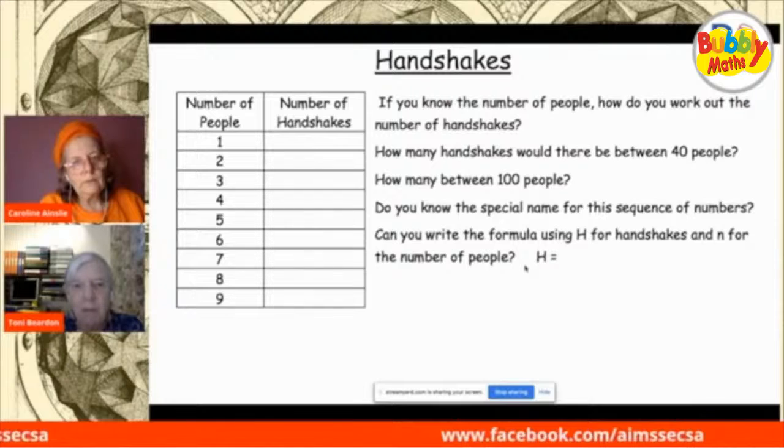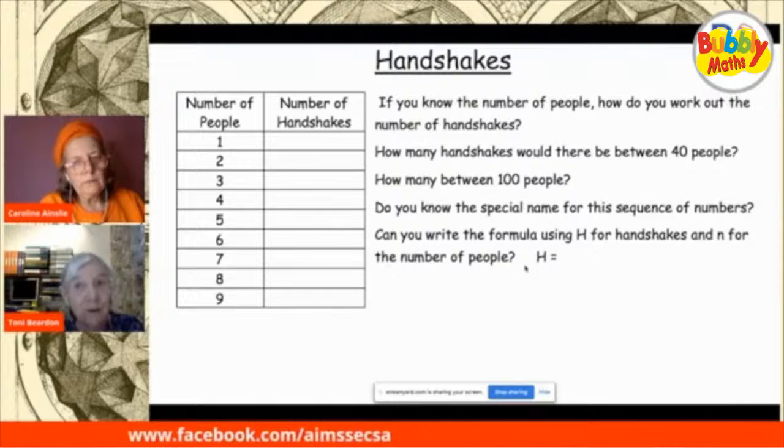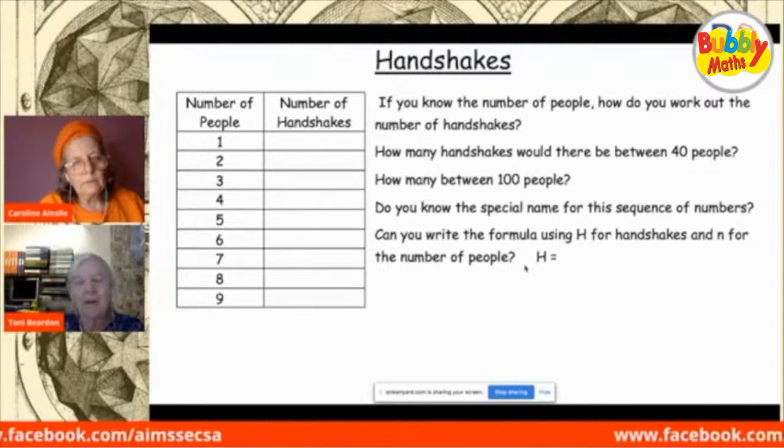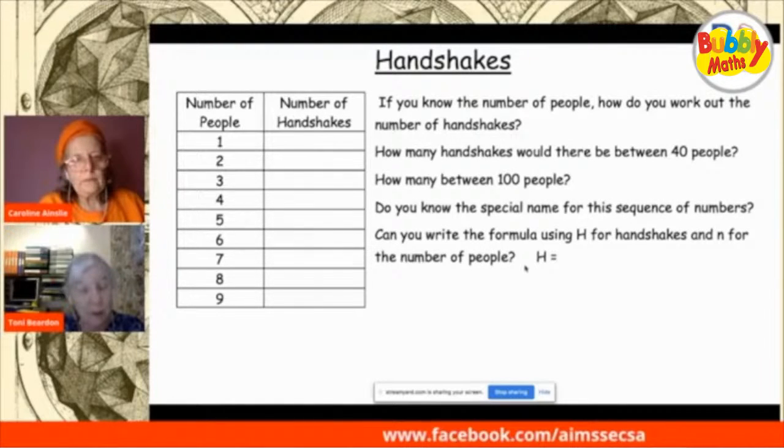Now, what they worked out was these numbers of handshakes. So obviously, if you're one person on your own, then you can't do a handshake. Well, you could do it with yourself, but we're talking about shaking hands with somebody else, one-to-one greeting. But if there are two people, then there's one handshake. And if there's three people, children worked out that there were 3 handshakes. And if there were 4 people, there were 6 handshakes. And if there were 5 people, there were 10 handshakes. And for 6 people, there were 15. And for 7 people, there were 21.